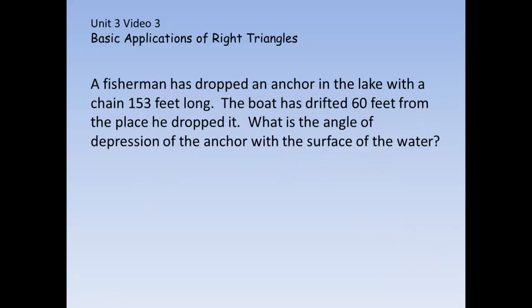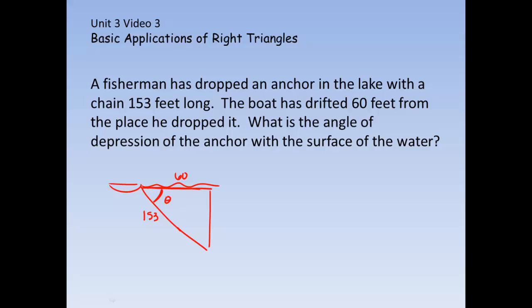This next one, a fisherman has dropped an anchor in the lake with a chain 153 feet long. The boat has drifted 60 feet from the place he dropped it. What is the angle of depression of the anchor with the surface of the water? So I'm just going to draw a little picture. We've got the boat, the water, the chain. So the chain is 153 feet, and it says here that when he dropped it originally, he was 60 feet away. So what we're looking for is the angle of depression, which would be this angle up here.